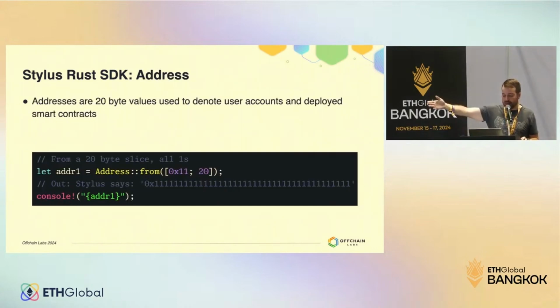This is how you do addresses in Rust. You'll use Solidity style addresses. You'll use that Address type, and you'll call from, passing in, well, this is just like filling all 20 bytes with ones. So that's an example of how to do a quick one. But you could obviously fill out the whole range of the 20 bytes if you wanted.